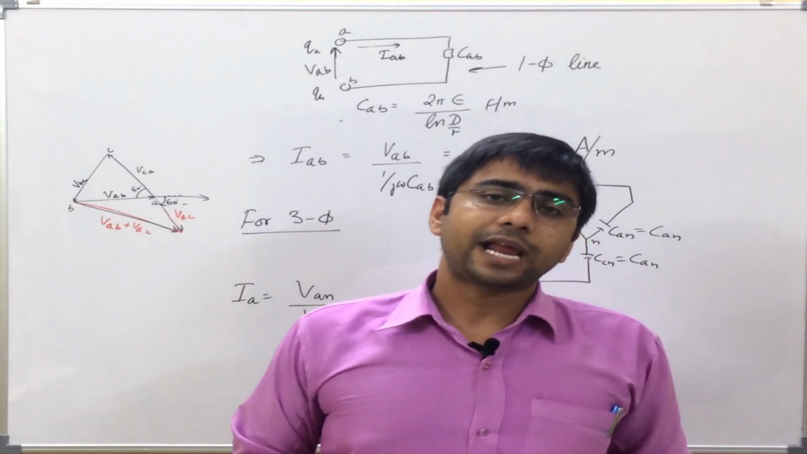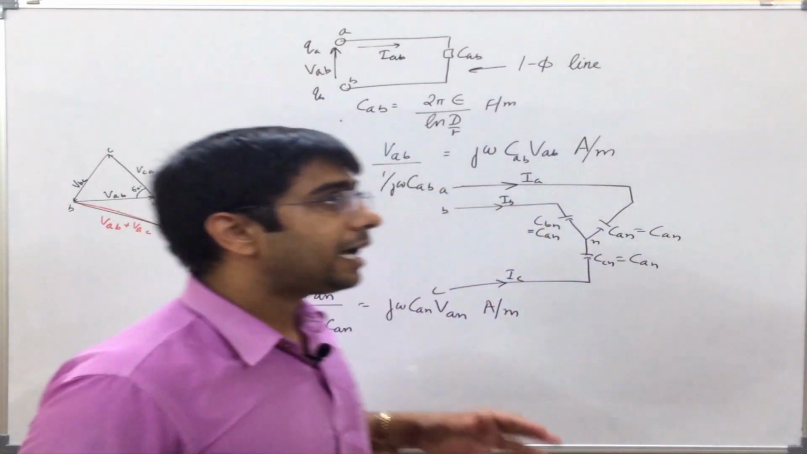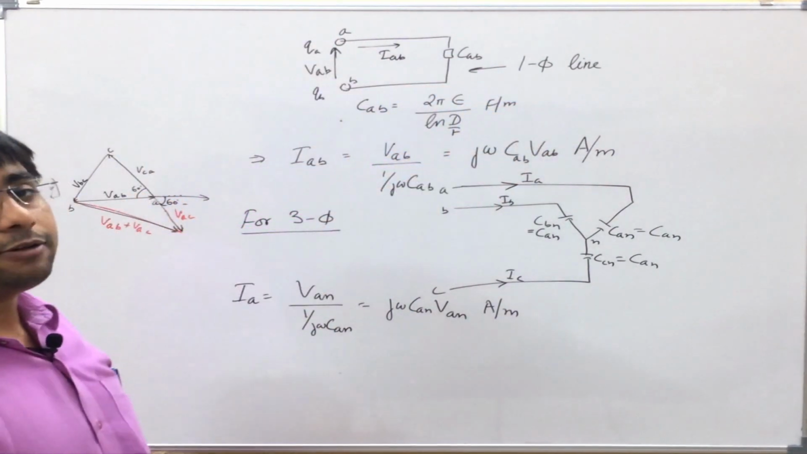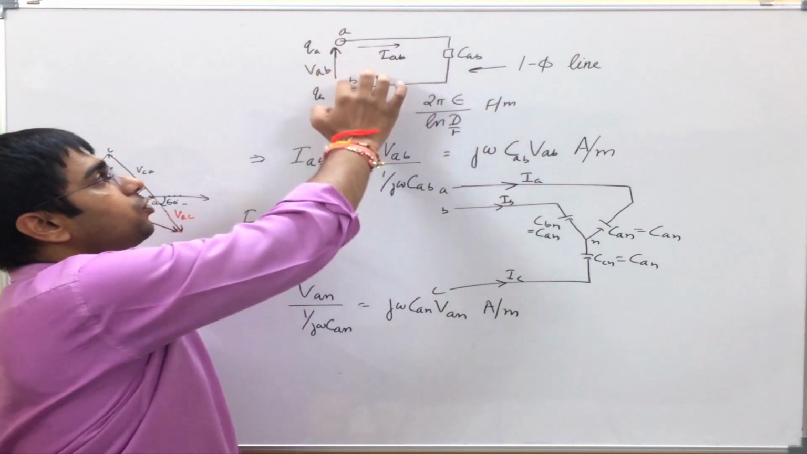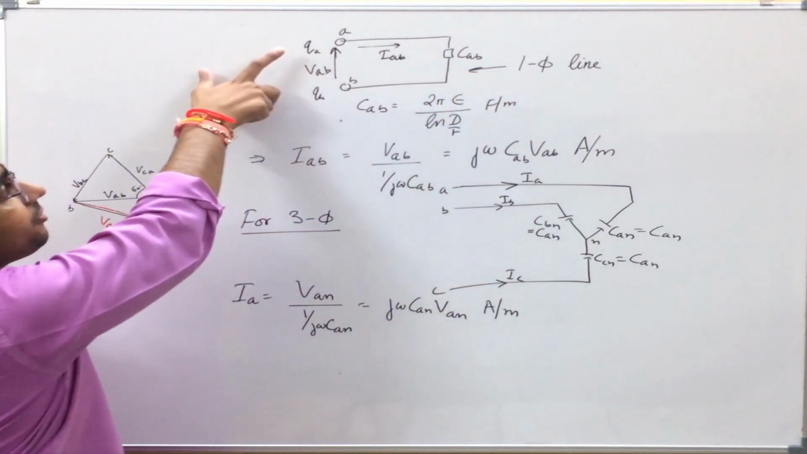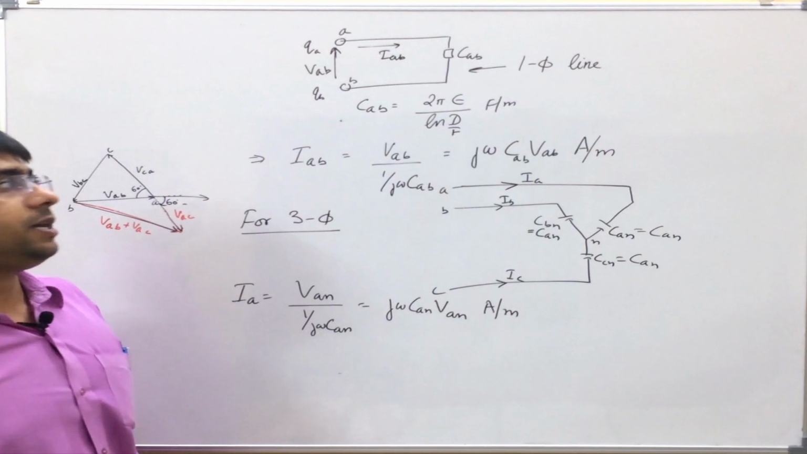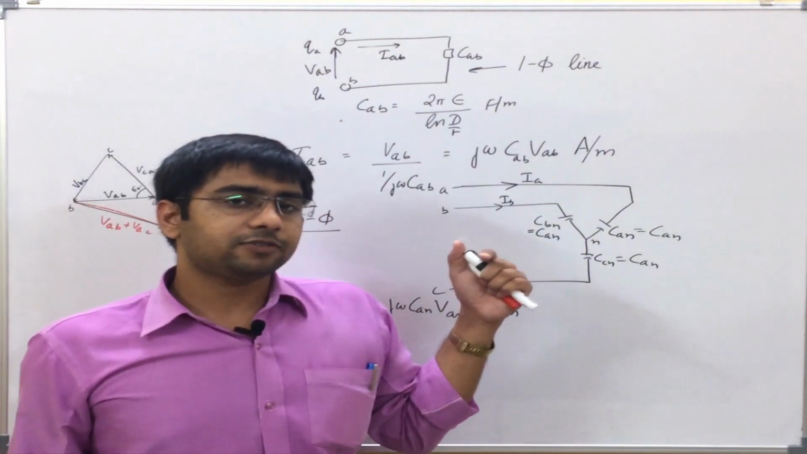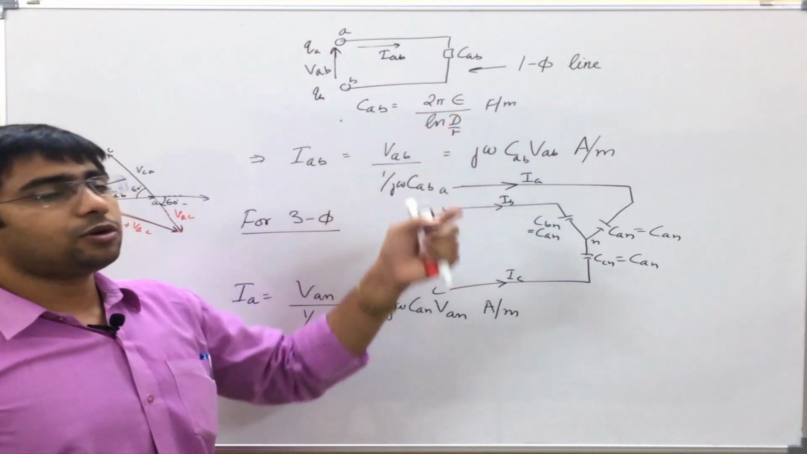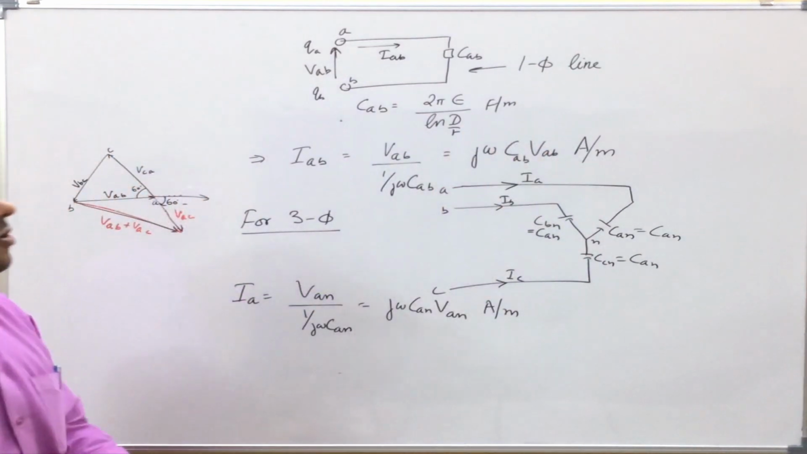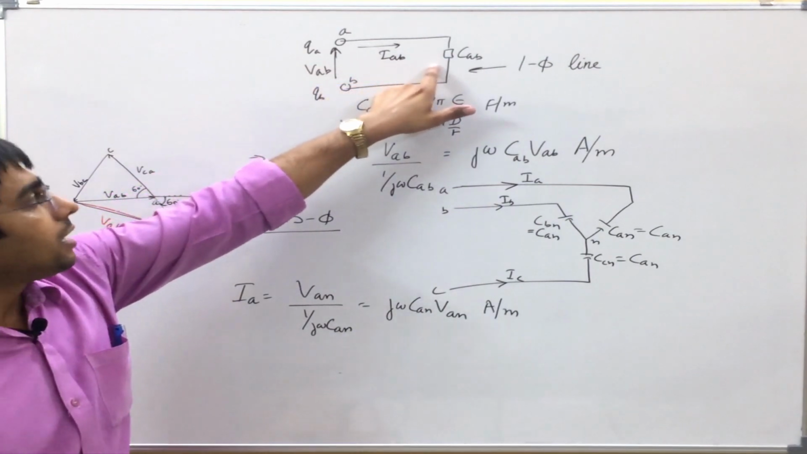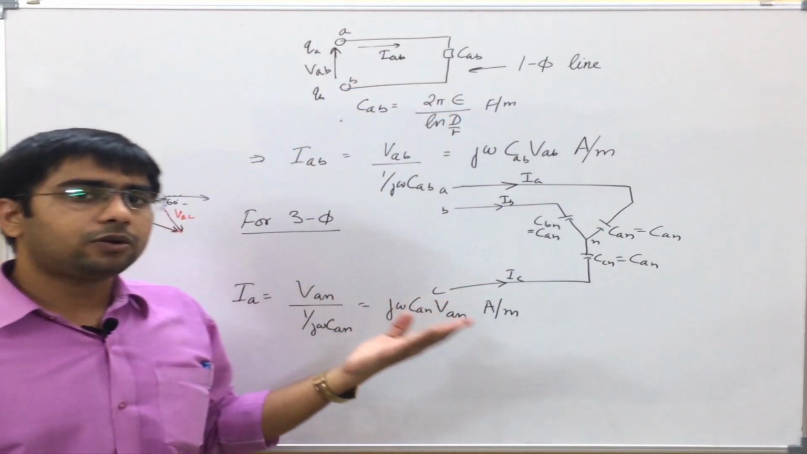Now let's see how to calculate the value of the charging current. I have shown here two cases. The first case is for a single phase line. I have shown the equivalent capacitance between these two conductors of the single phase line as CAB and the voltage difference between these two points as VAB. We derived in the previous video that CAB was equal to 2 pi epsilon divided by natural log D by R farad per meter. So from this equivalent circuit diagram, I can easily calculate the current which will be going into this capacitance, which will be equal to the charging current.